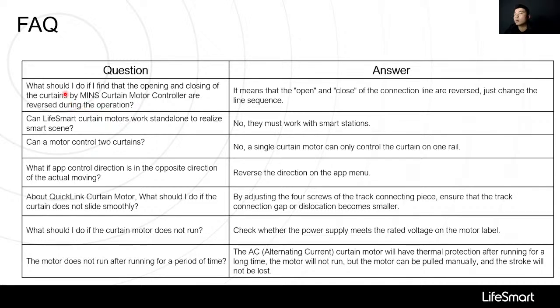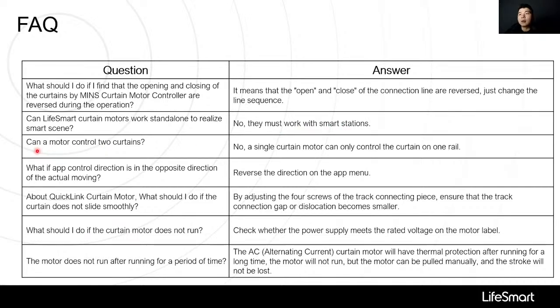First one, what should I do if I find that the opening and the closing of the curtains by the means curtain motor controller are reversed during the operation? The answer, it means that the open and close of the connection line are reversed. Just change the line sequence. Second, can LifeSmart curtain motors work standalone to realize smart things? Of course not. A smart station is a must.